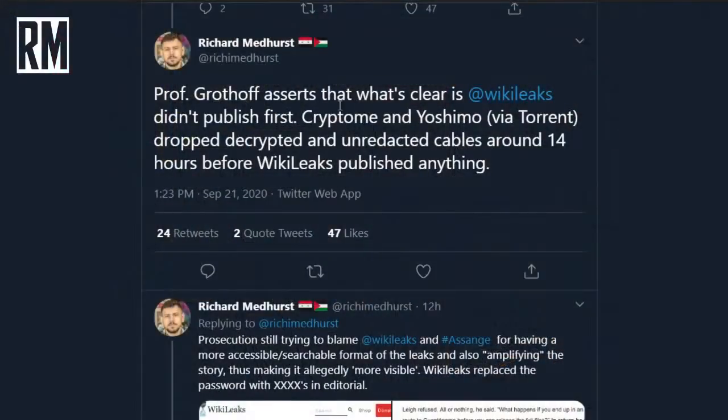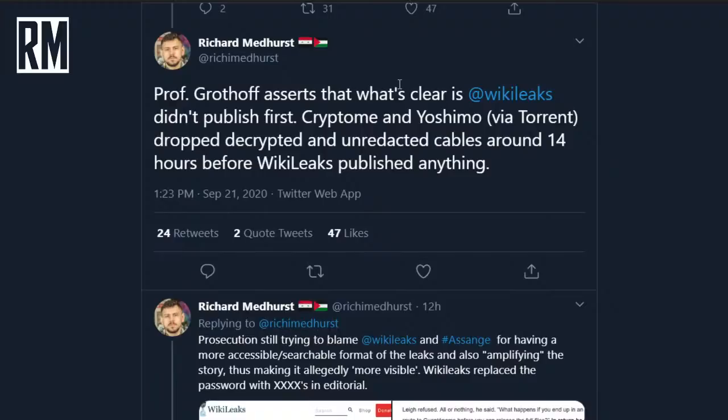So Professor Gotov is very clear. He says WikiLeaks did not publish first. You had the unredacted cables showing up on BitTorrent via Yoshimo and also on Cryptome, okay? And these were around 14 hours before WikiLeaks published anything.